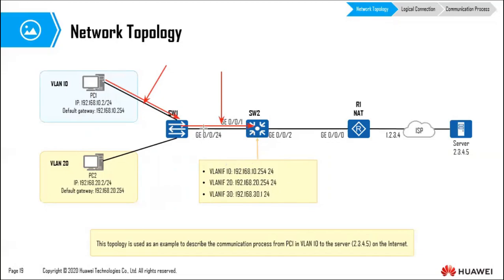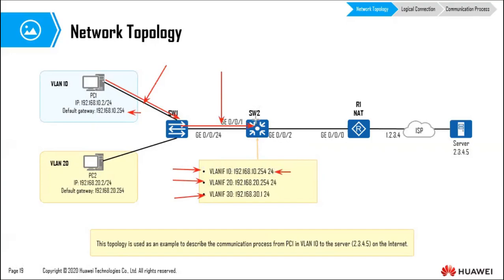It can either be hybrid or trunk, right? So this will be tagged, right? So on switch 2, we've created what? VLANif 10, VLANif 20, and VLANif 30. You can see that PC1 has been configured with a default gateway of 10.254, which is the gateway of that VLANif.